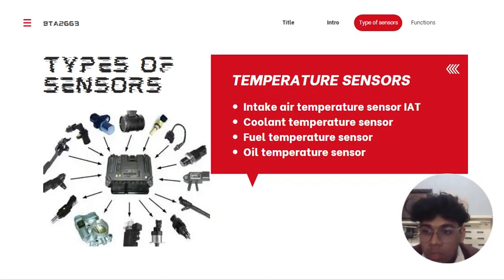Next, we'll go to the types of temperature sensors. In this category, we have four types of temperature sensors. First, intake air temperature sensors, which is IAT, the coolant temperature sensors, the fuel temperature sensors, and also the oil temperature sensors.